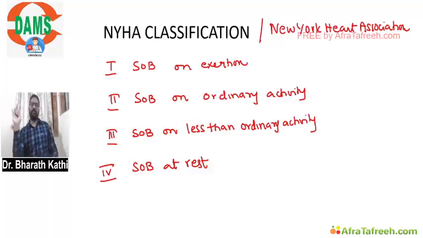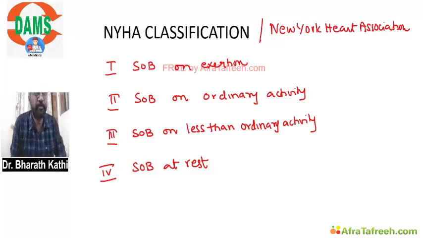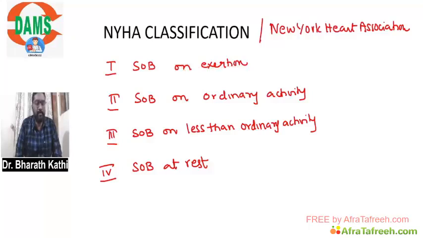Then ask him, if you are just sitting like this also, you are having shortness of breath, then it is grade 4. Grade 2, climbing stairs. Grade 3, you can relate it to going to the washroom and coming back. Whereas grade 4, the patient is just sitting like this, and is having shortness of breath.